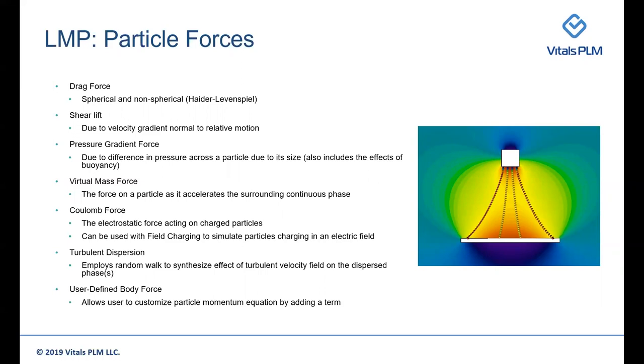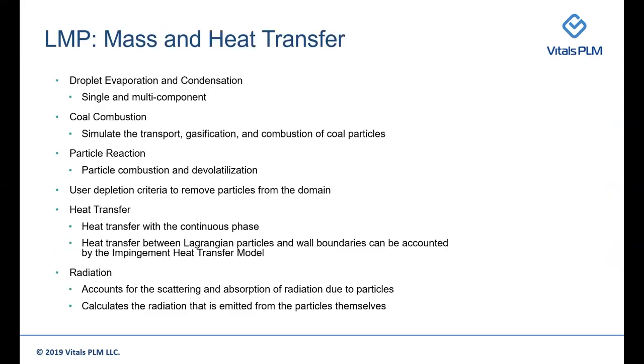Like the earlier multiphase interface force interaction, turbulent dispersion can be modeled on the LMP particle level. And also, there is a possibility to define your own body force to accommodate other interactions as a different physics. In addition to the momentum transfer between the continuous phase and dispersed phase inside the Lagrangian multiphase flows, it is possible to model the mass and heat transfer between the continuous and dispersed phase. Here you can see some of the models available to take into account mass and heat transfer.